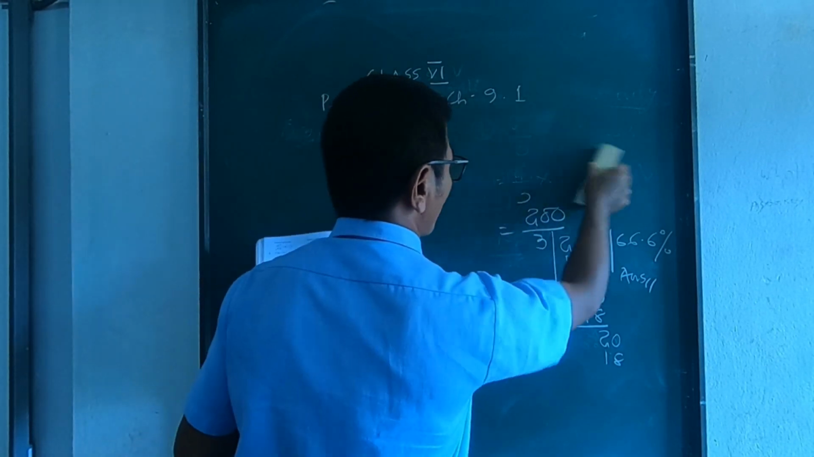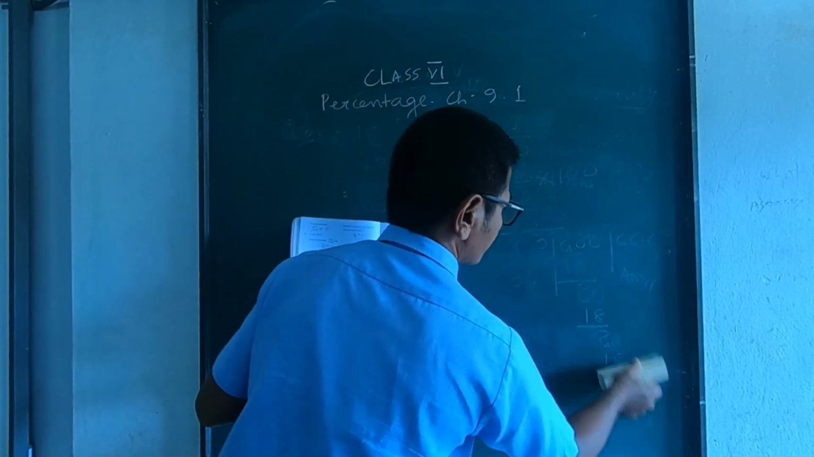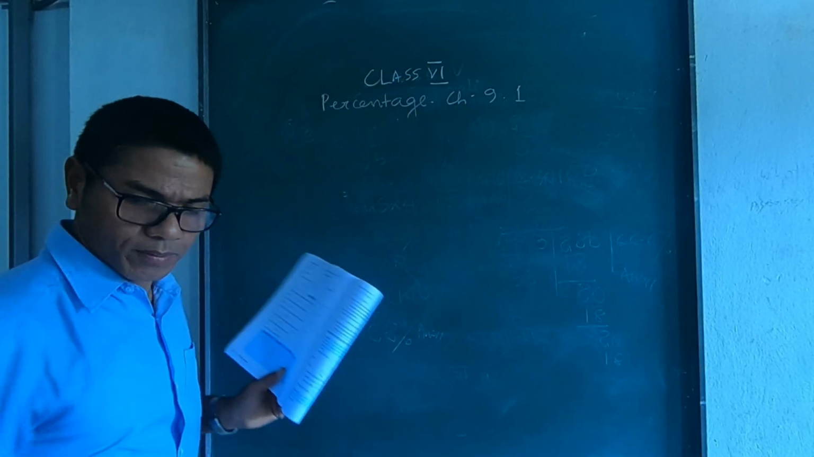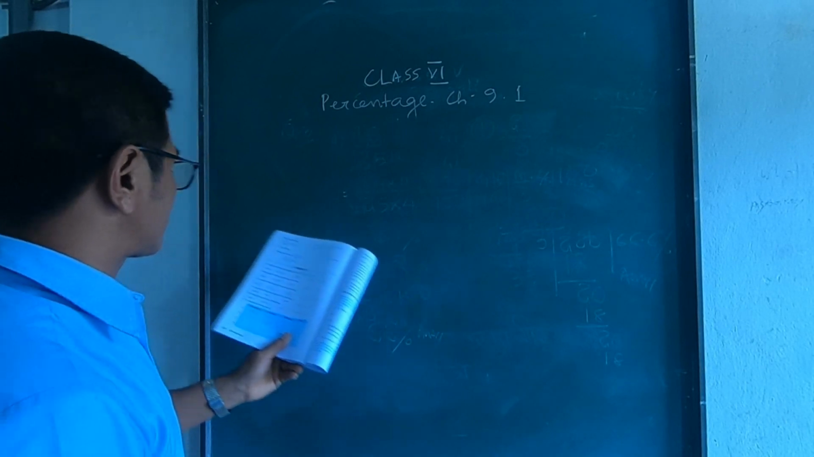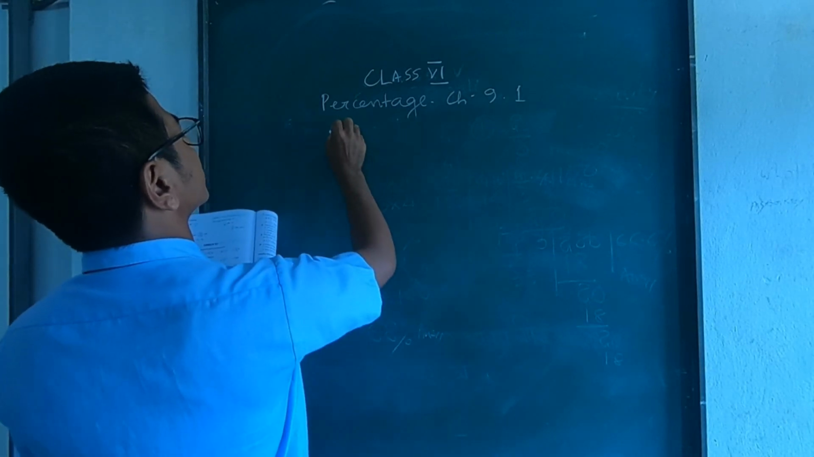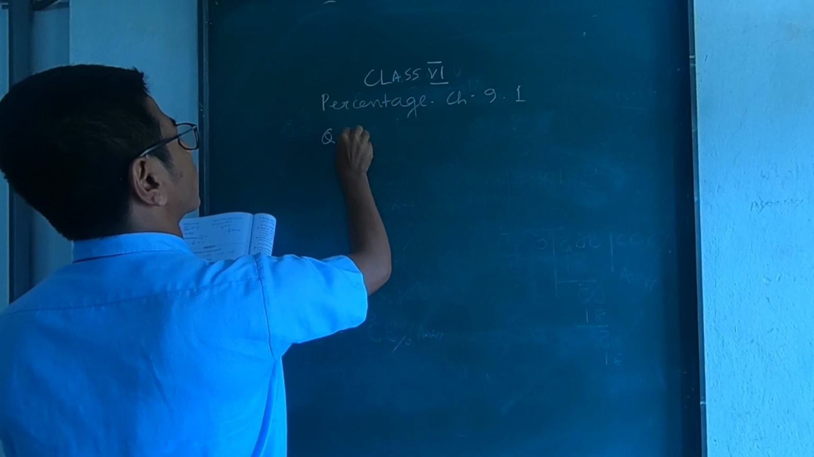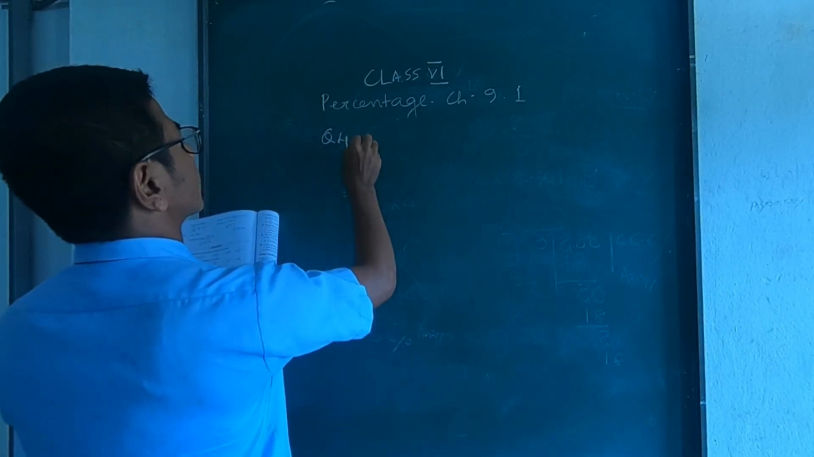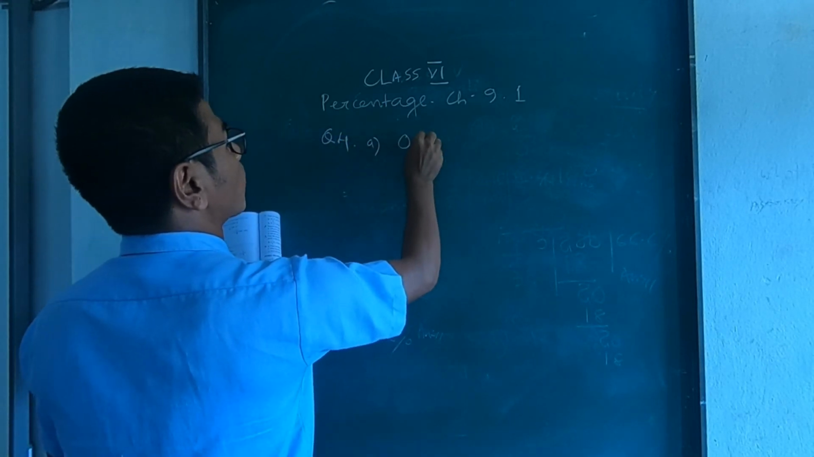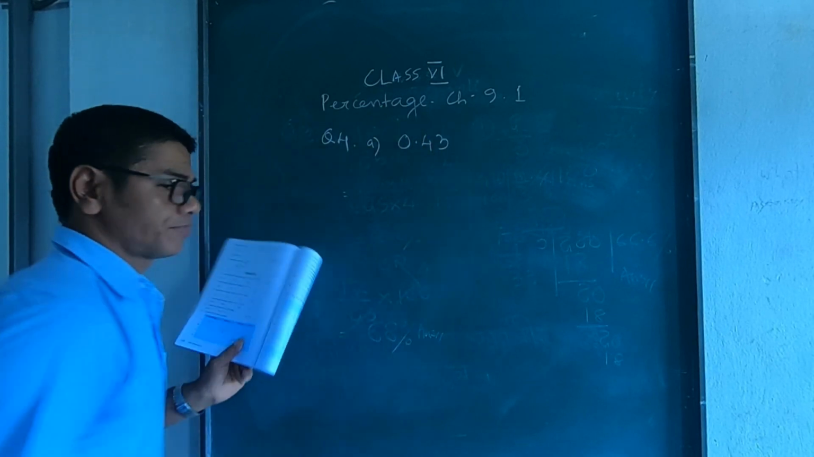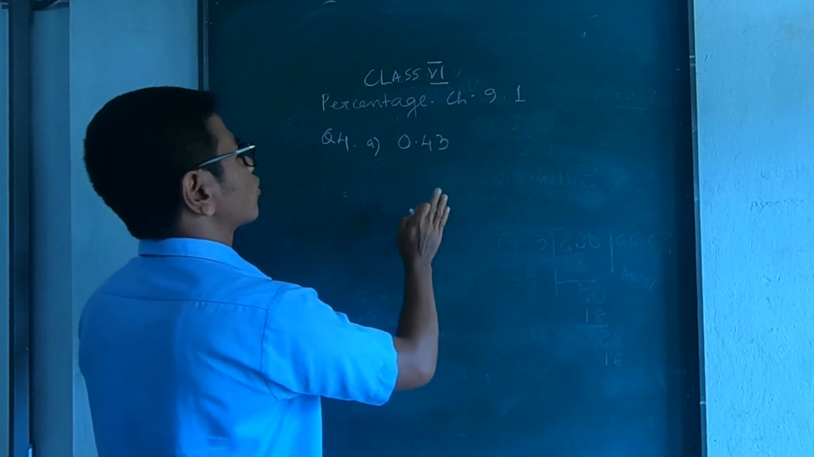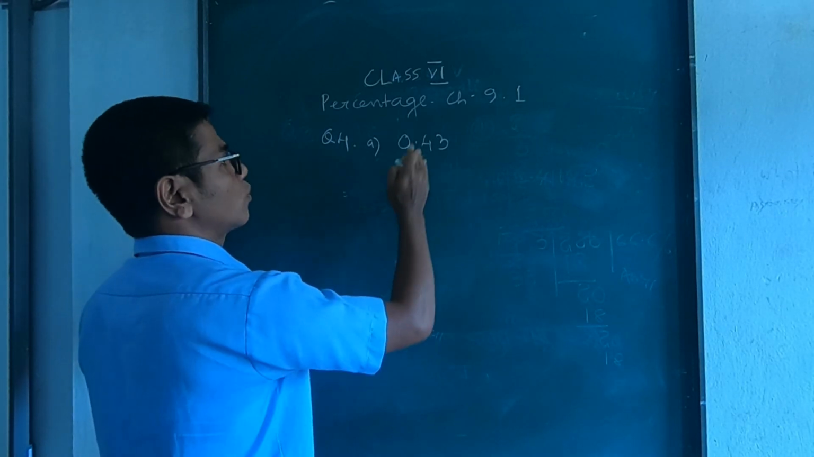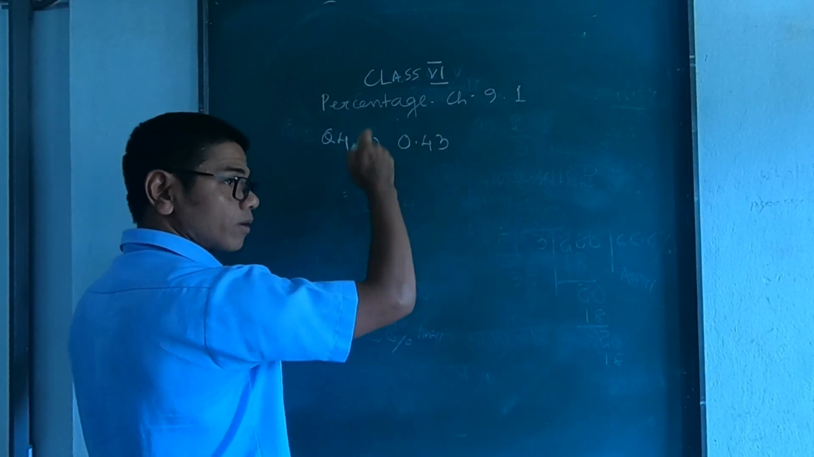We go to question 4. Question 4 reads like this: Express the following decimals as percentages. Question 4(a) is 0.43. It's very simple. Earlier I told you that when we find a decimal, we move from right to left.